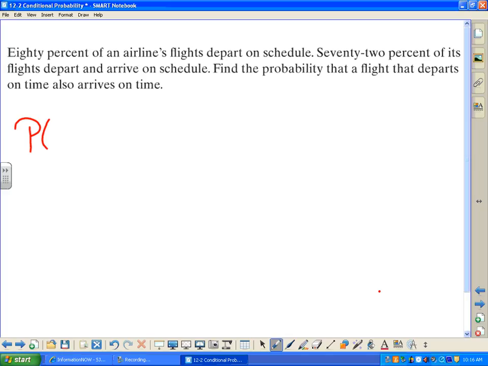What's the condition? It says find the probability that, what's the condition? What has to be true about this plane? It says find the probability that a flight that departs on time also arrives on time. So yeah, what's the condition? That it departs on time. So given that it departs on time, what are we trying to find the probability of? That it arrives on time.